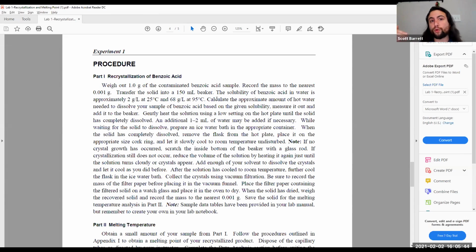And then when you cool it down and bring it back down to 25 degrees Celsius, if you had 68 grams dissolved, for instance, 66 grams of benzoic acid would fall out of the solution. So then here you would want to do a calculation to see how much liquid you would need in order to dissolve the benzoic acid. We would heat it up, start stirring. Let me take a look here and see.